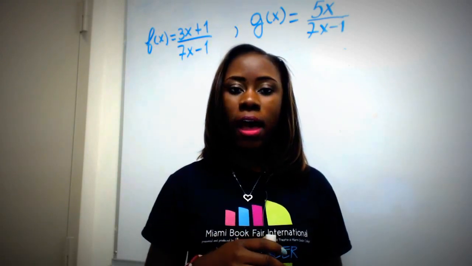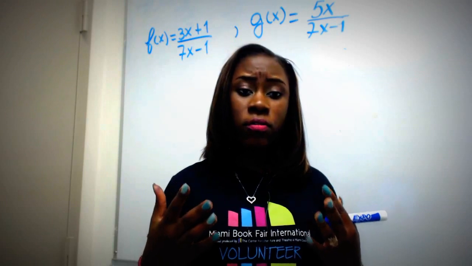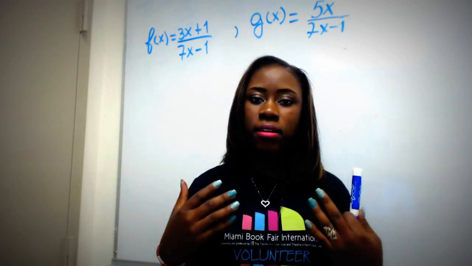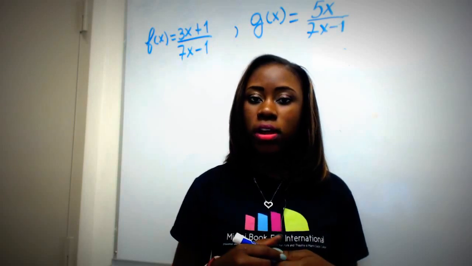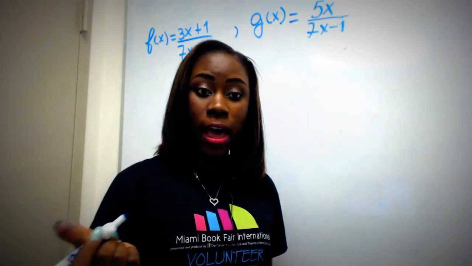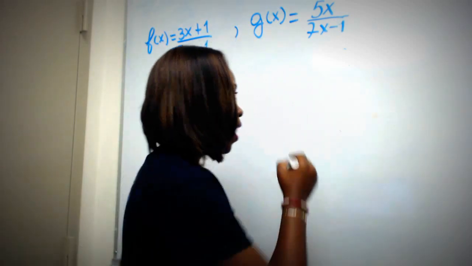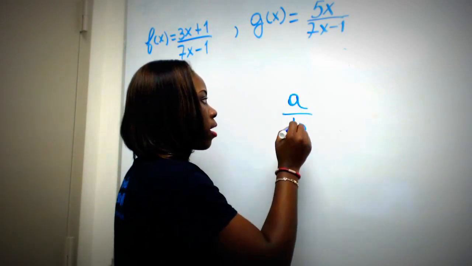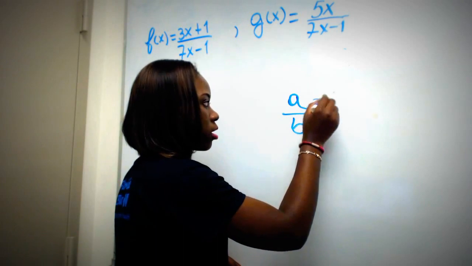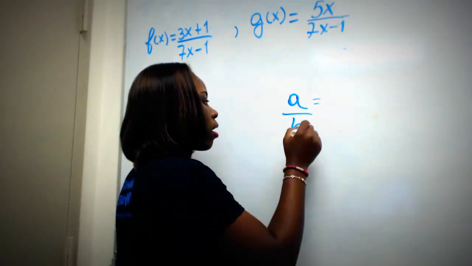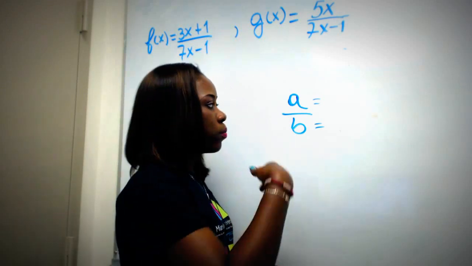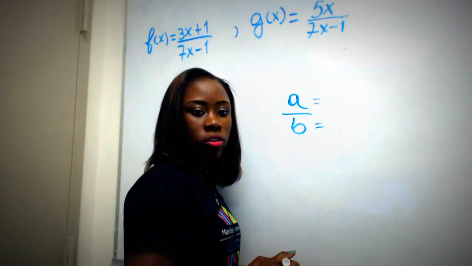But before, I want to say that a rational function is actually anything that can be expressed as a fraction or ratio. So if you have anything that presents itself as a over b, a will be a function. It can be constant as well, as long as b is a function with variables. So that will be a rational function.